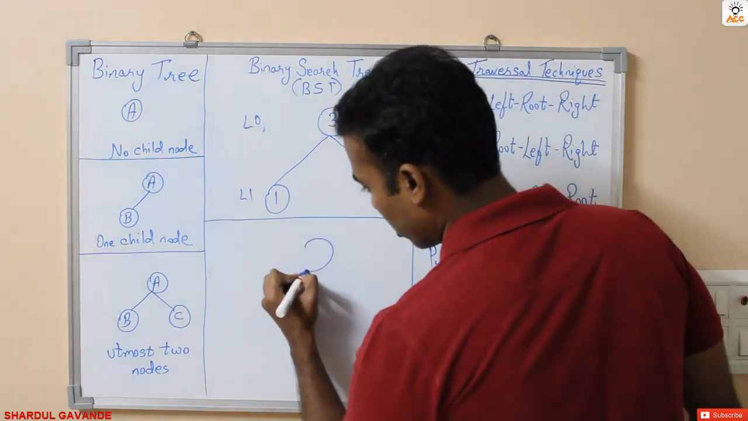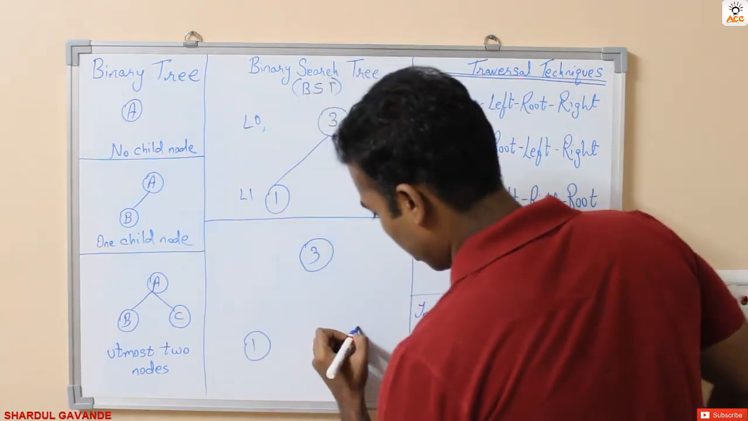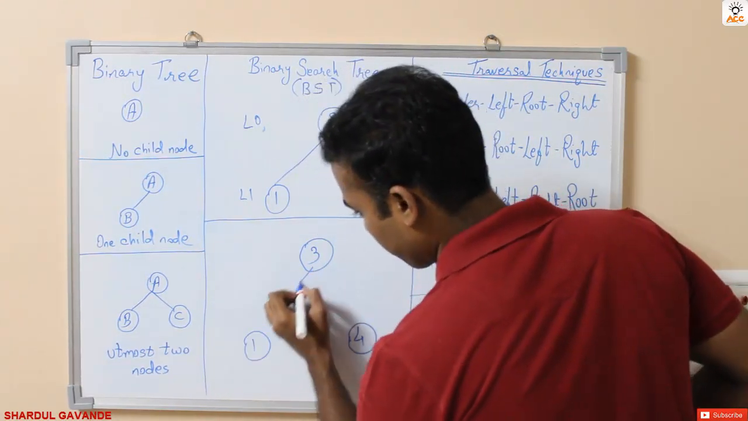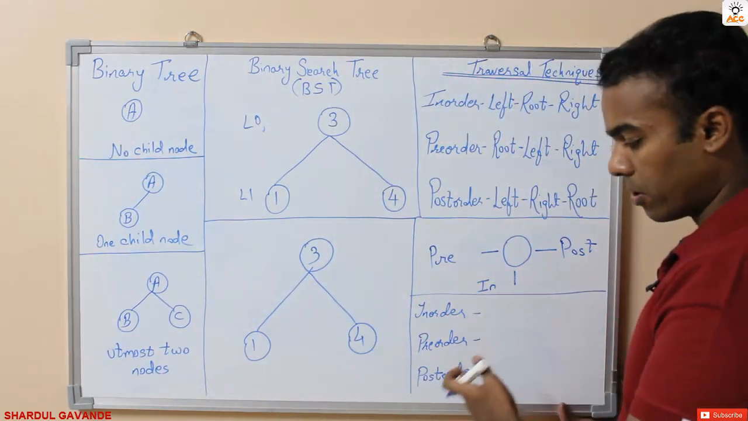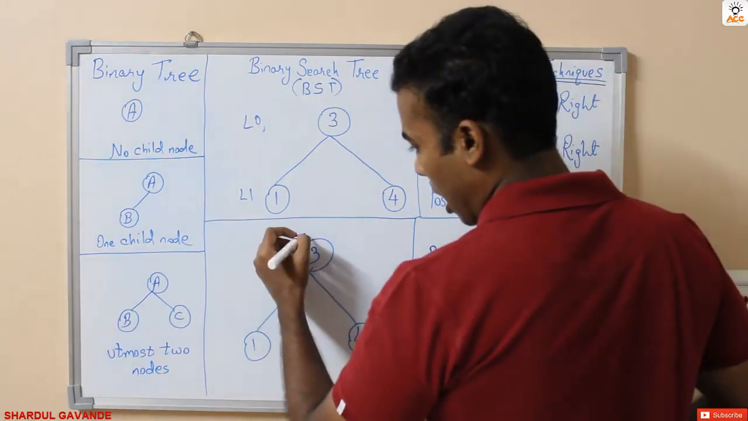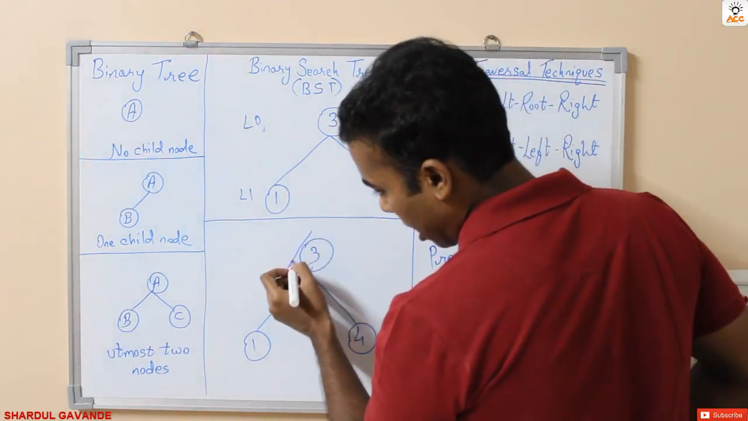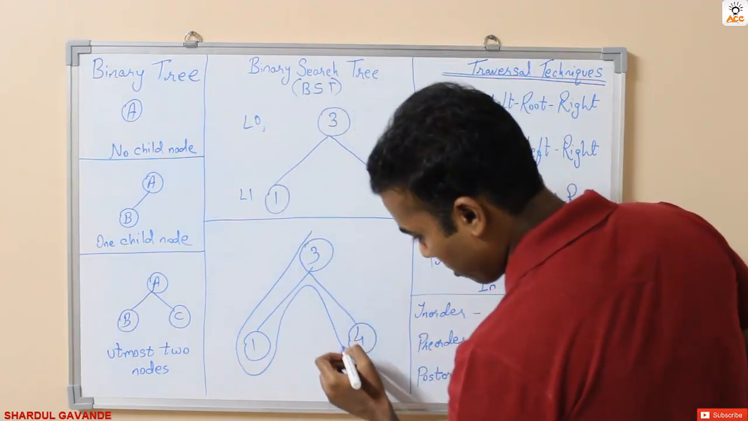We'll first draw the tree diagram: 3, then we have 1, and here we have 4. We have to find the in-order, pre-order and post-order. Let us mark the pre-order first, and we'll draw the flow exactly how it goes. This is how my flow goes.